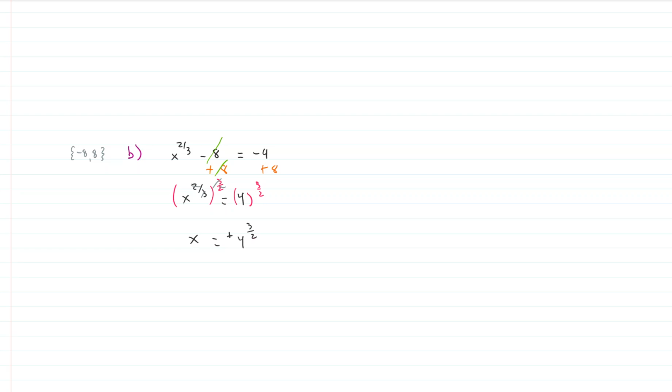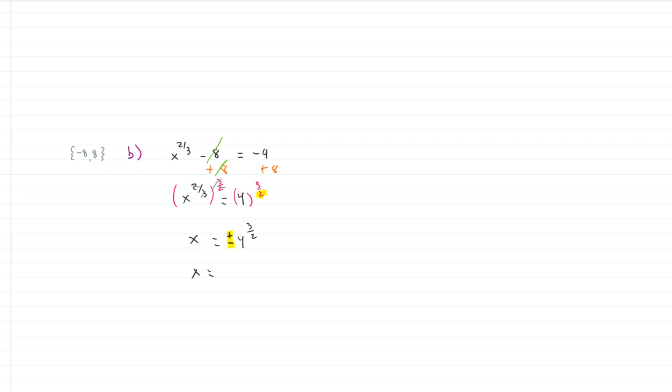But we need plus or minus because we had a 2 in the denominator and 2 was even. So remember, when the denominator or the radical is even, then we have to add the plus or minus. When it's odd, we don't.